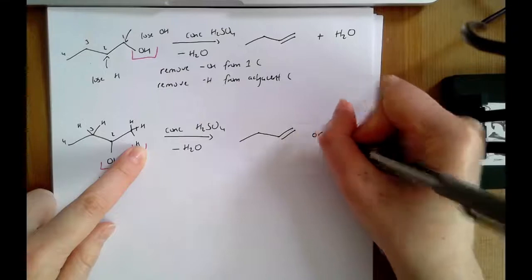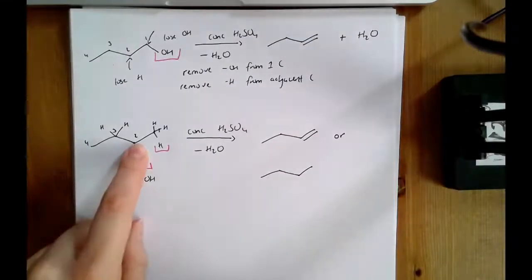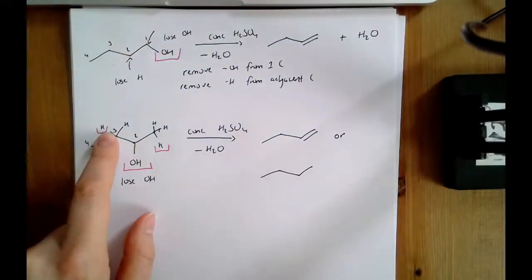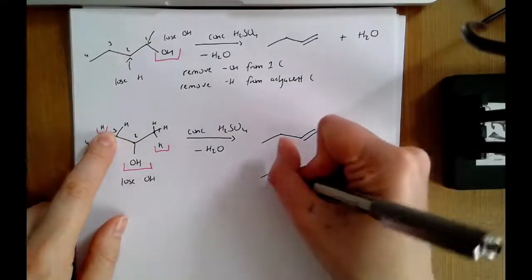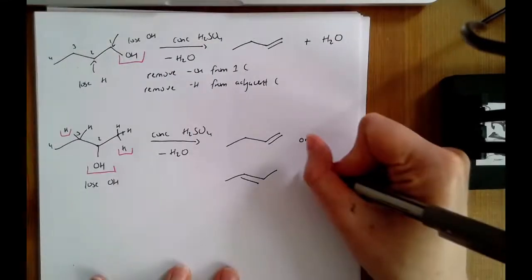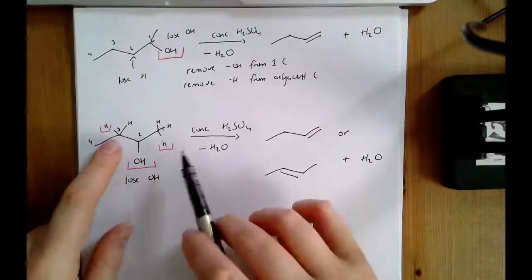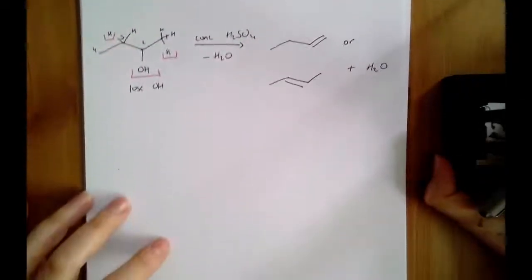My other option is to again draw my 4 carbons. I'm still going to lose the OH from carbon 2. It's the only place I can lose OH. But instead of losing hydrogen from carbon 1, this time I'm going to lose a hydrogen from carbon 3. That means it's carbon 2 and carbon 3 that are each losing a bond. So my double bond is going to form between carbon 2 and carbon 3. And then I will have water as a product as well. So in some cases, when you're dehydrating an alcohol, you can form 2 products.